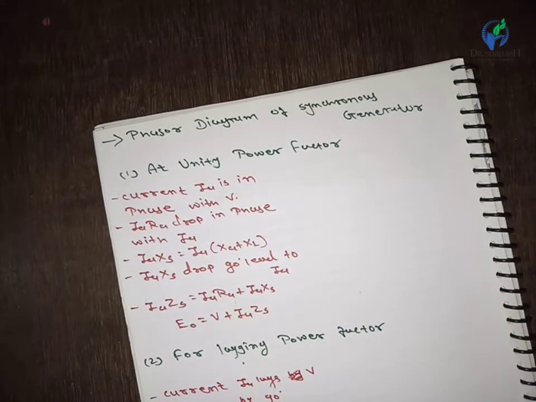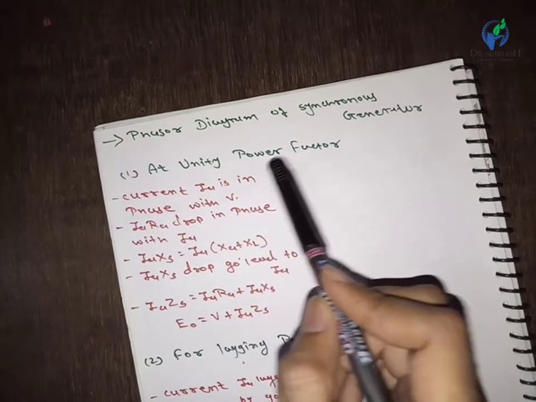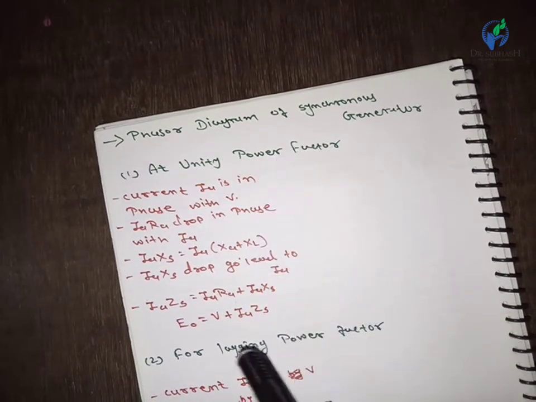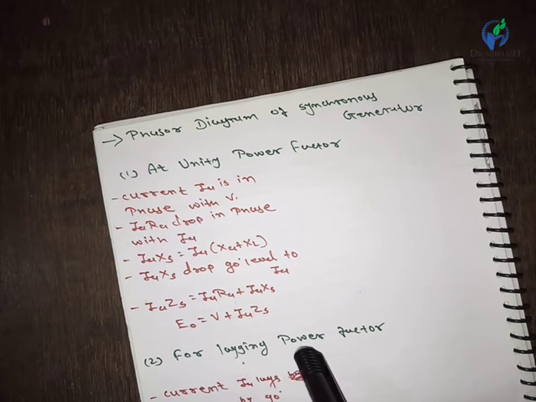By using the equivalent circuit, we draw the phasor diagram of a synchronous generator. The phasor diagram is generally divided into three parts. The first is unity power factor, the second is lagging power factor, and the third is leading power factor.